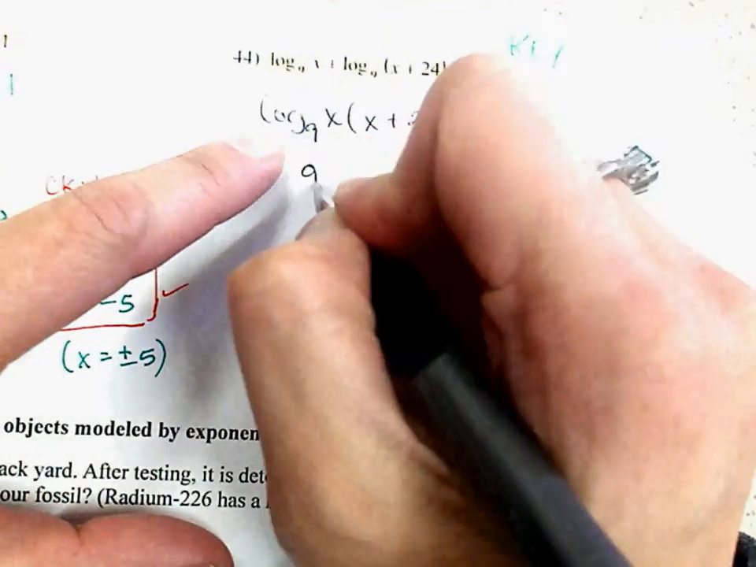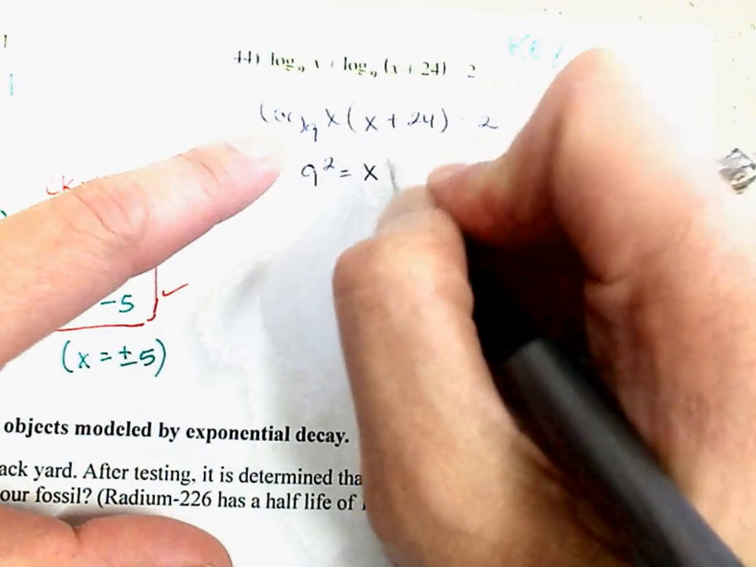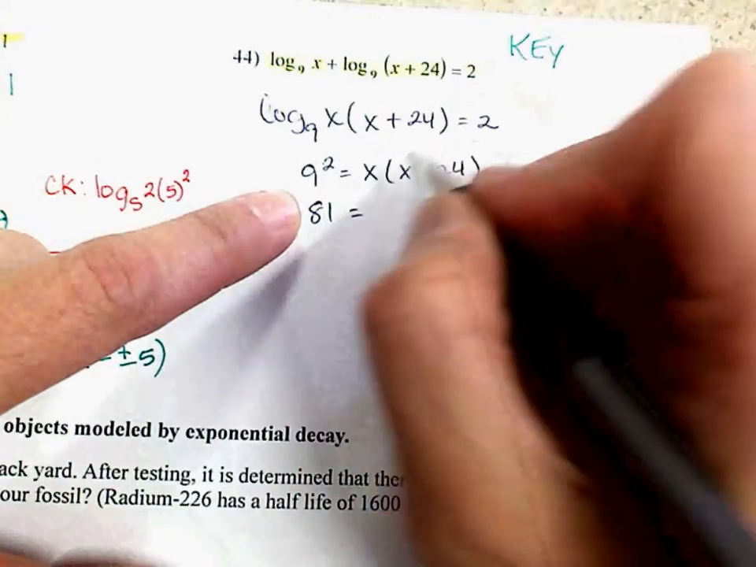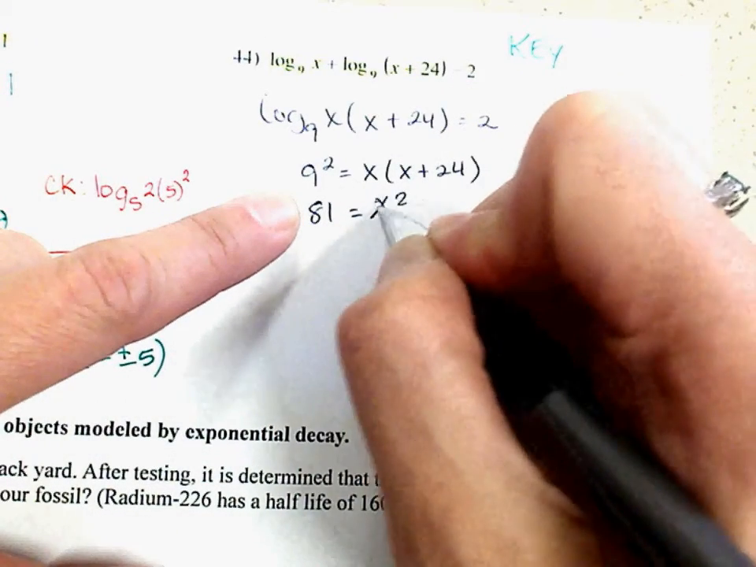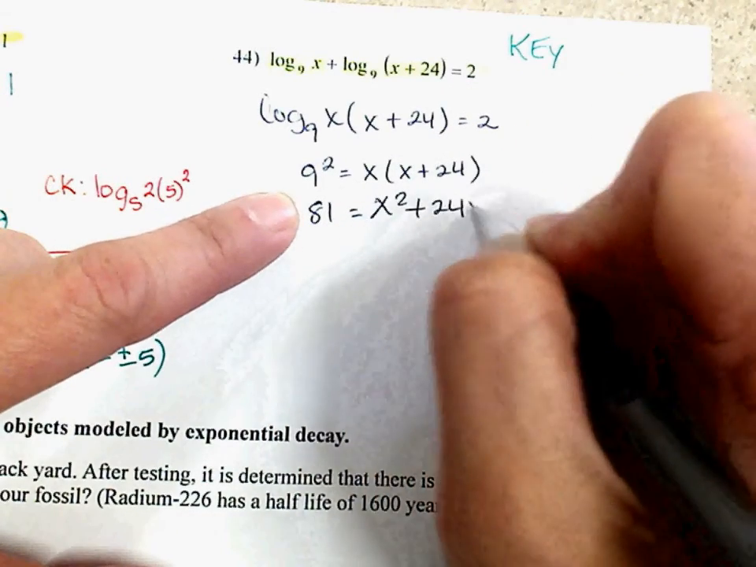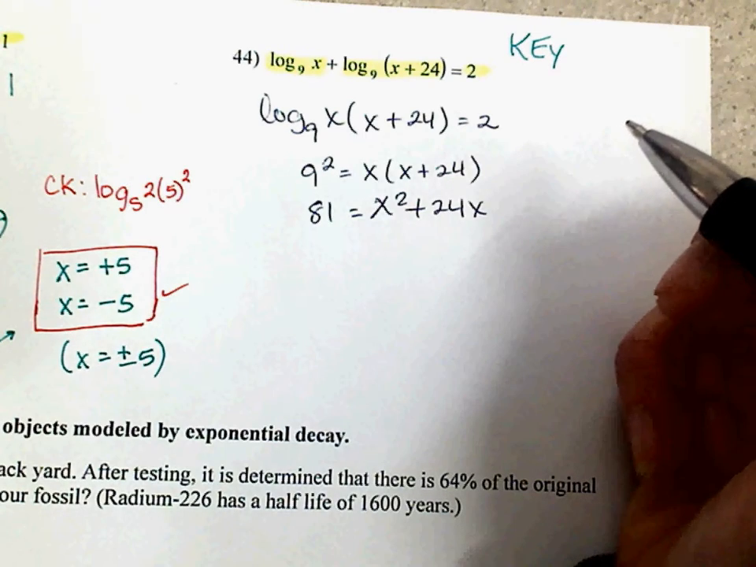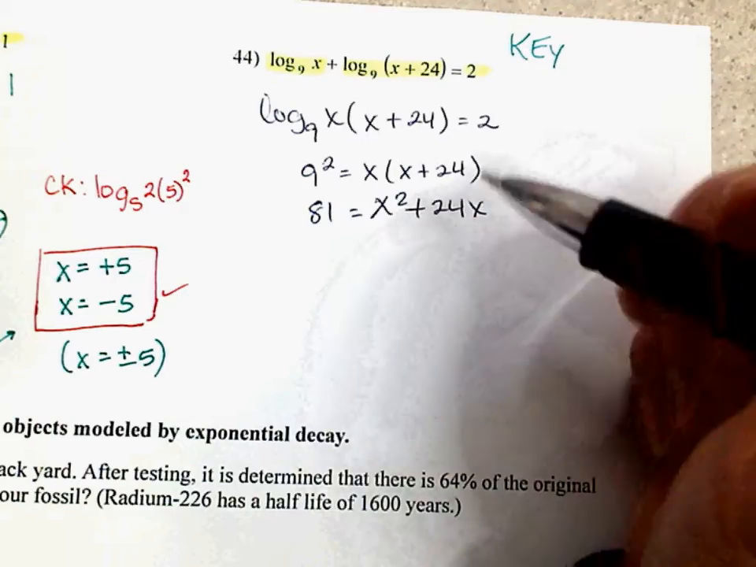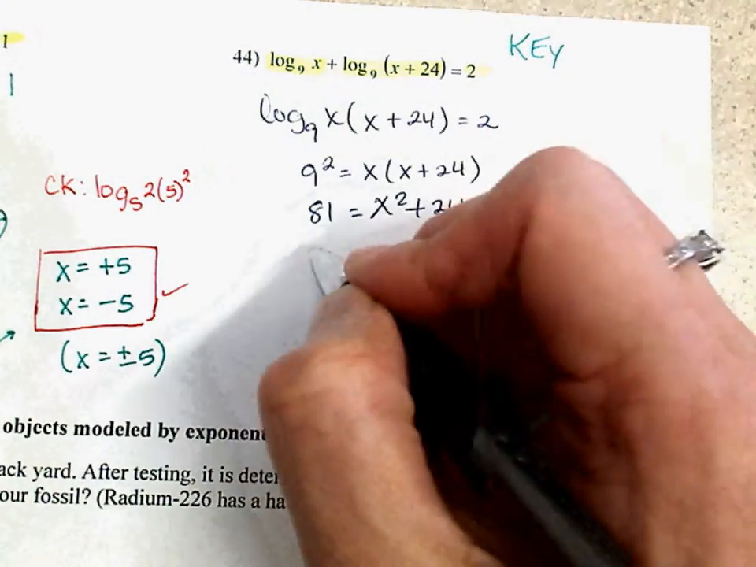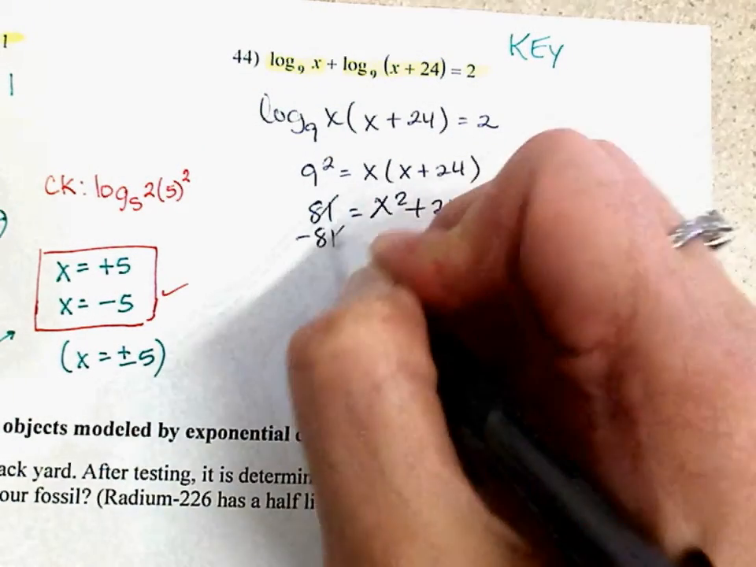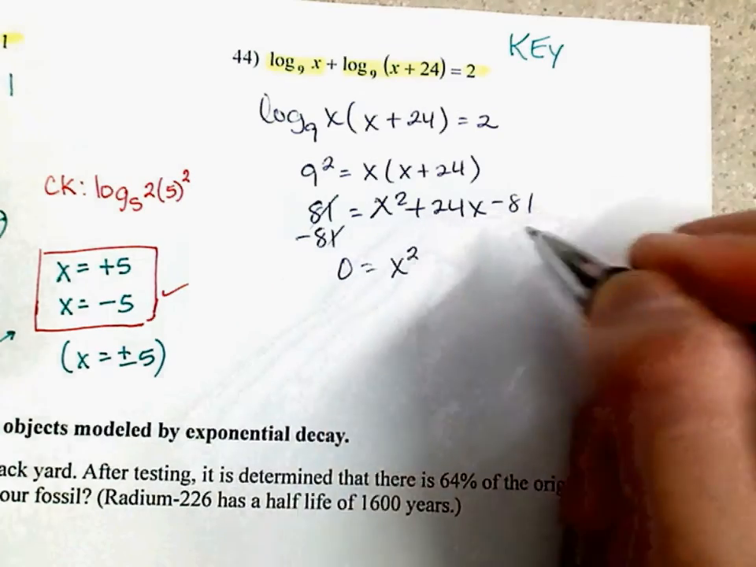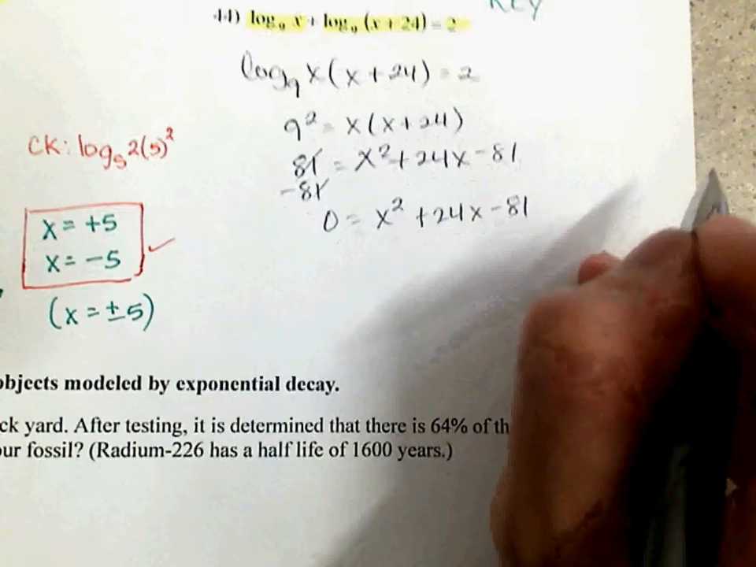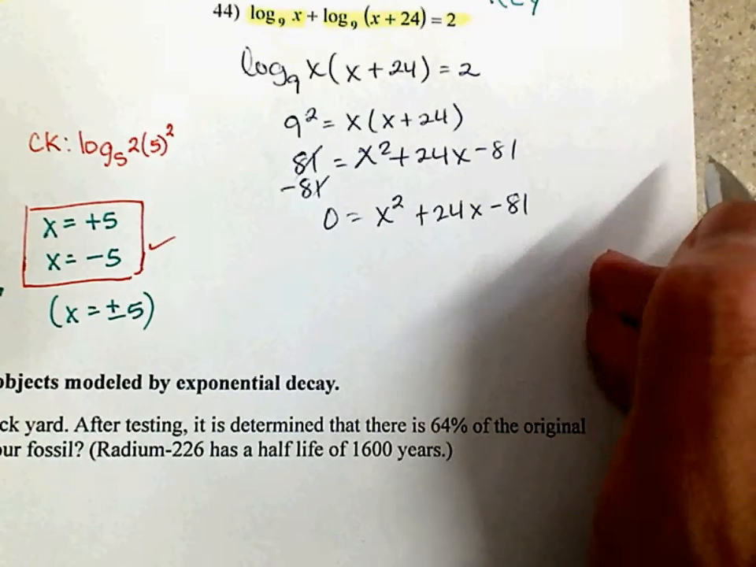So 9 squared is equal to x times x plus 24. 9 squared is 81. x times x squared is x squared, plus 24x. Okay? Now, that's a quadratic. Remember parabolas? Quadratic. So what you want to do is move everything over and set it equal to 0. So 0 is equal to x squared plus 24x minus 81. 2 ways you can do this. See if you can factor, and if you can't factor, you have to use the quadratic formula.